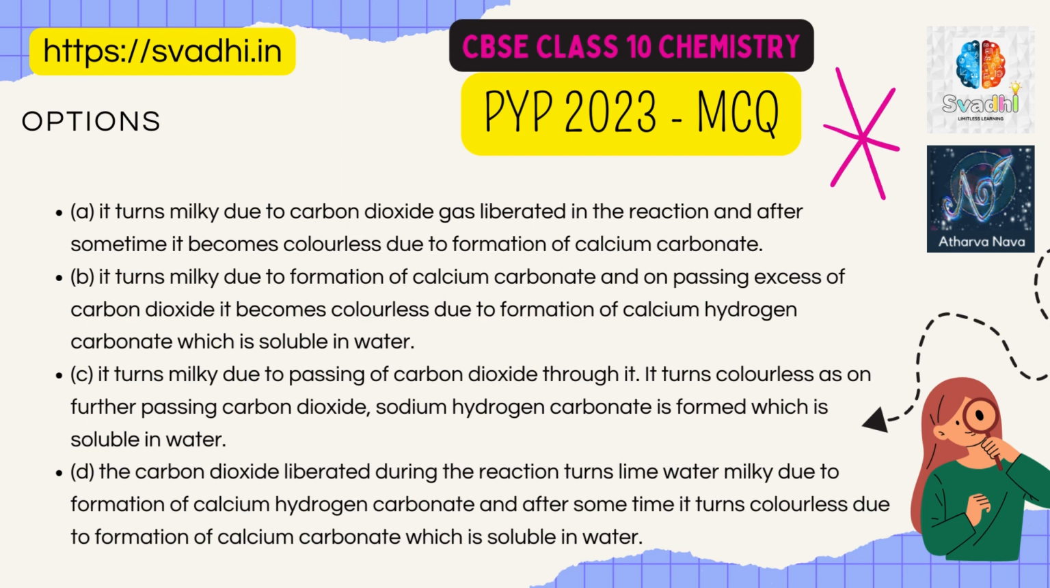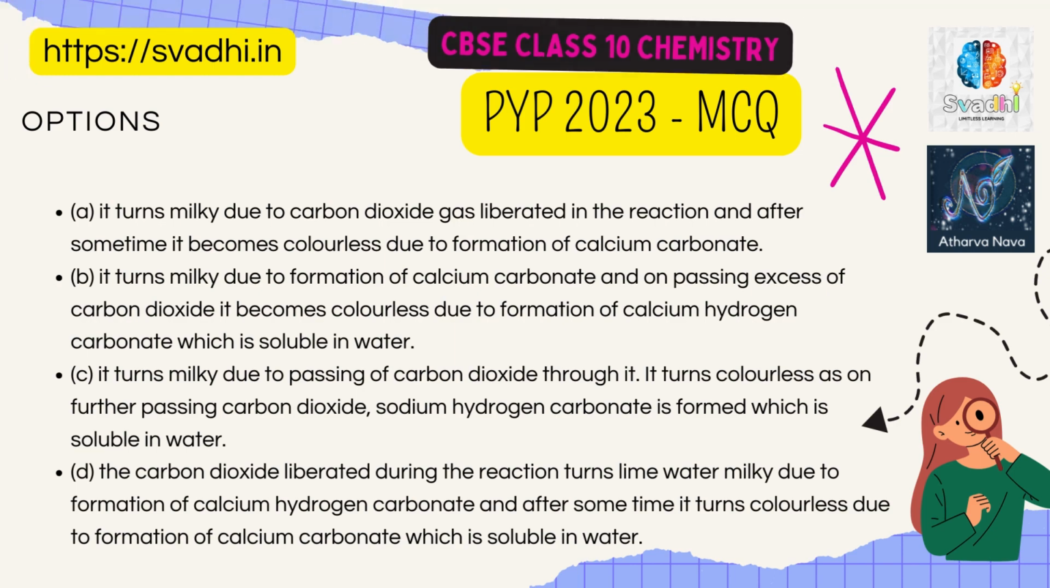C. It turns milky due to passing of carbon dioxide through it. It turns colorless as on further passing carbon dioxide, sodium hydrogen carbonate is formed, which is soluble in water. D. The carbon dioxide liberated during the reaction turns lime water milky due to formation of calcium hydrogen carbonate, and after some time it turns colorless due to formation of calcium carbonate, which is soluble in water.